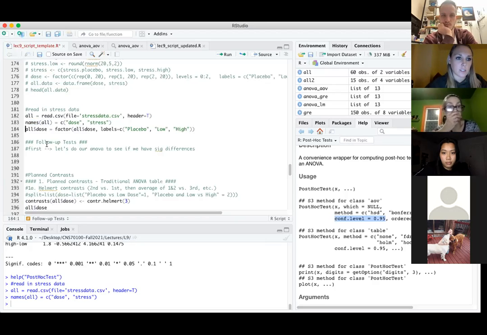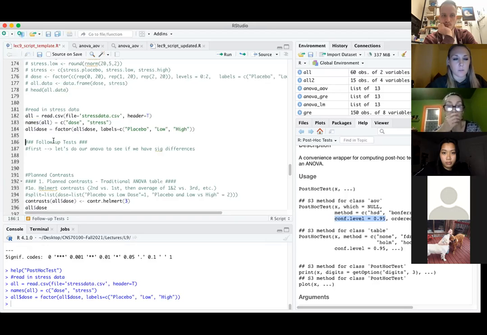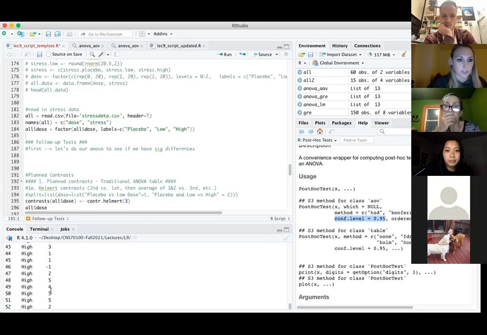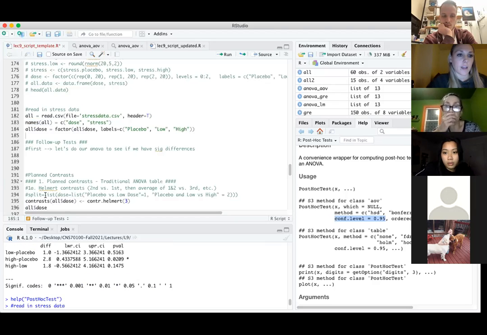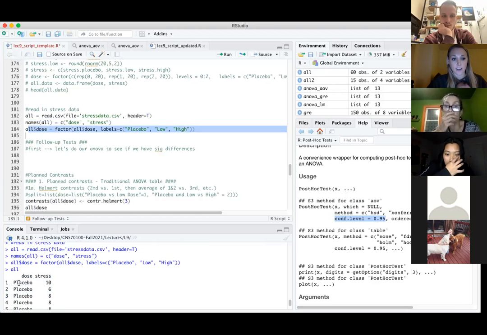So I'm going to change this. I think this is the exact same data set, but I just want to be sure. It might not be. Oh no, I think this one is different. All right, so we have our placebo, low and high for our all, and we have our stress now and dose. That's why it's different. This is stress, not sleep.